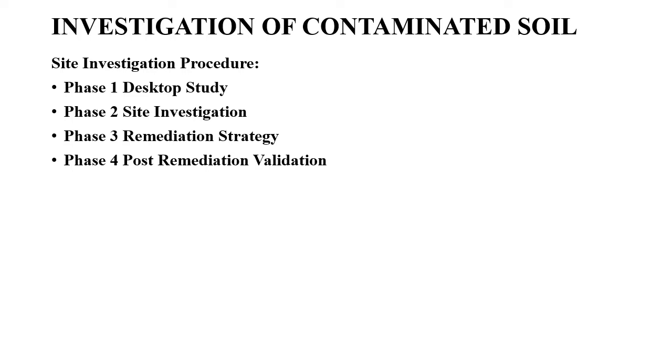rejuvenating that land. Okay, so the site investigation procedure for a contaminated land involves four phases mainly. So the first phase is called as a desktop study. That is, before you do an actual site reconnaissance or site visit and conduct various tests or analysis to understand the type of contamination, we have to do a desktop study.